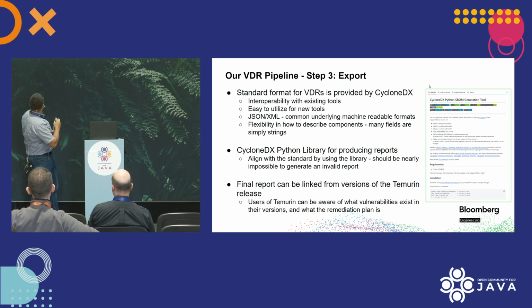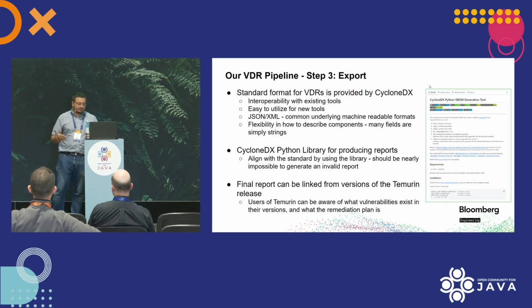CycloneDX is the standard bearer. We use CycloneDX because everyone uses CycloneDX, and that means we're interoperable with existing tools. If new tools are built to the CycloneDX standard, you can use them with our VDR. Great. So, of course, being JSON and XML, every language under the sun has a JSON parser, which is great because you can analyze it however you see fit.